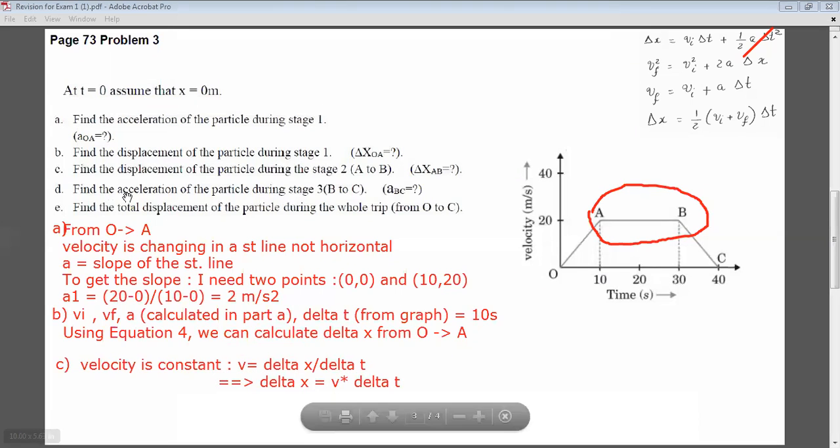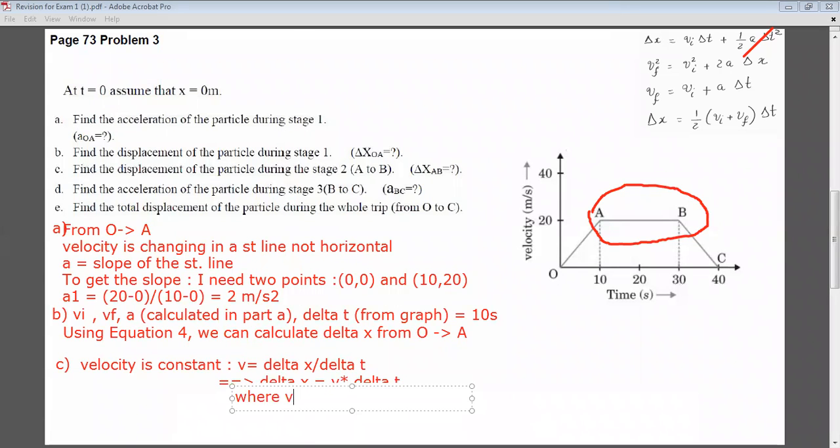And this is between what and what? Again, part C, between A to B. So how much is V at A? It is 20. So delta x will be 20 times delta t, where V equals 20, and delta t equals 30 minus 10, that's 20 seconds, both from the graph. Okay.